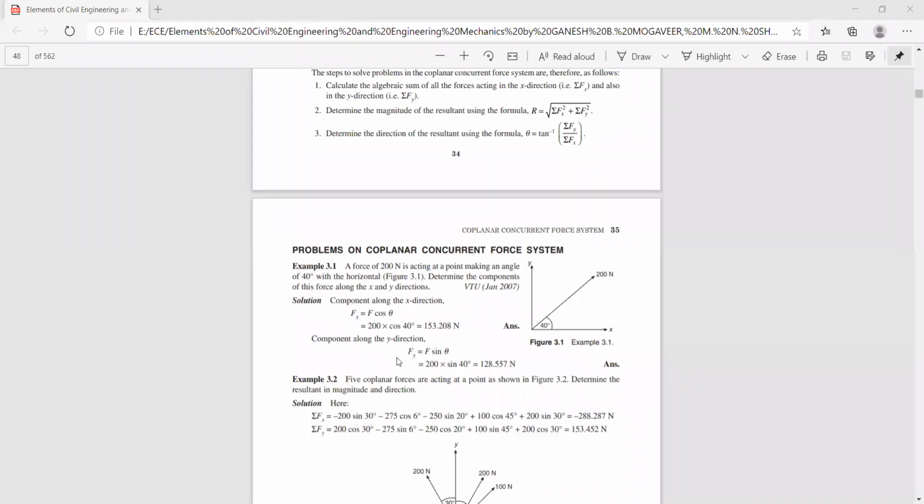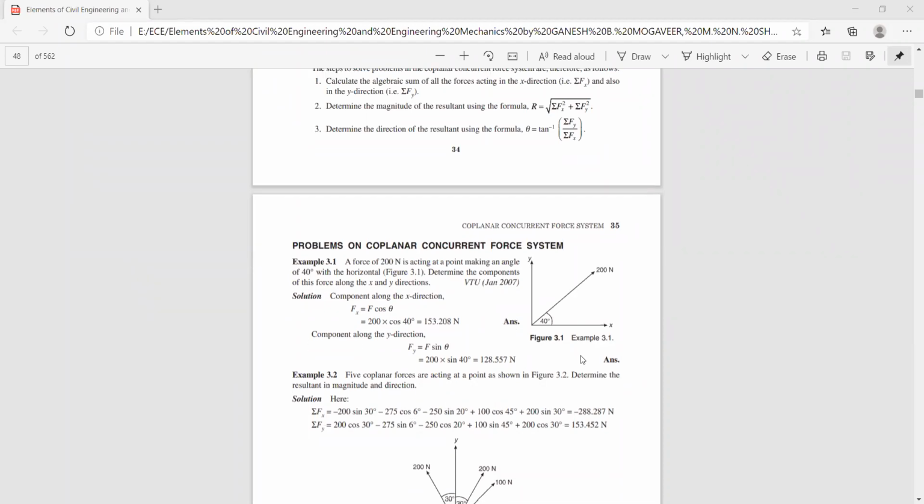So here we have used the concept of resolution of a force in order to find the x and y components of the given force. Now, next we shall move on to the next problem.